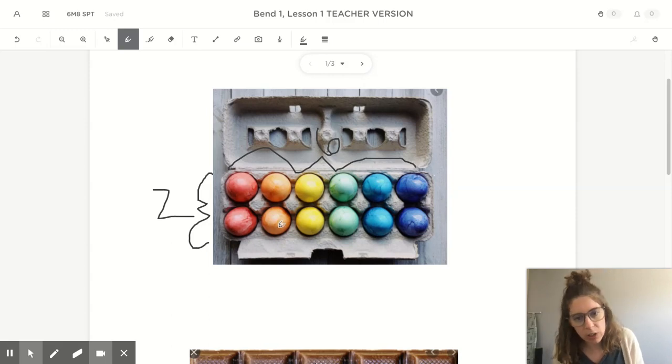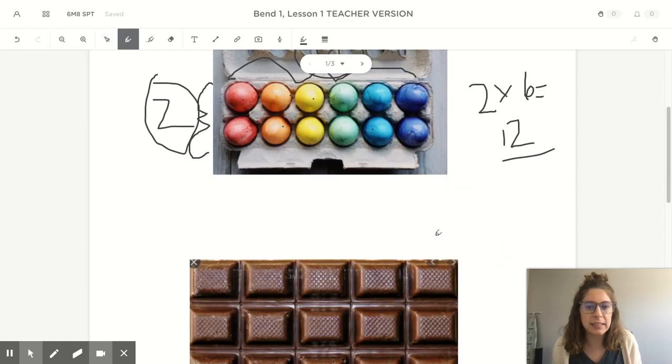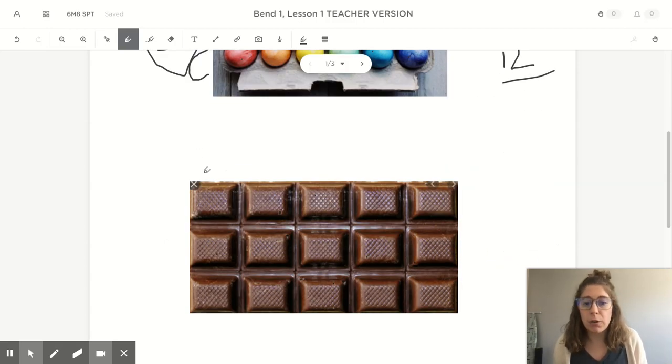So I could just count all these eggs to know how many I have, or I can multiply my length times my width, or my rows by the number in each row. 2 times 6 I know is 12. I could check by counting 1, 2, 3, 4, 5, 6, 7, 8, 9, 10, 11, 12. Yep, 12 eggs. Let's do another array.